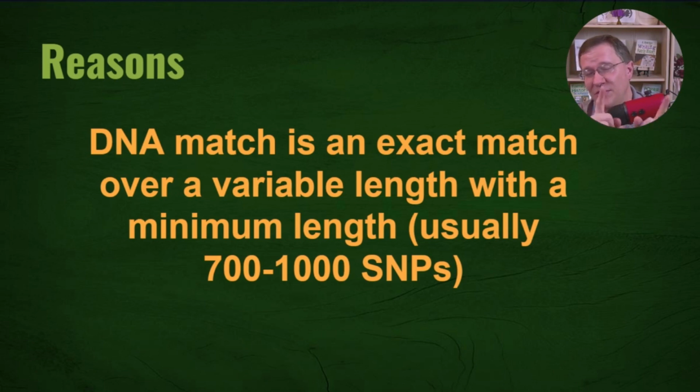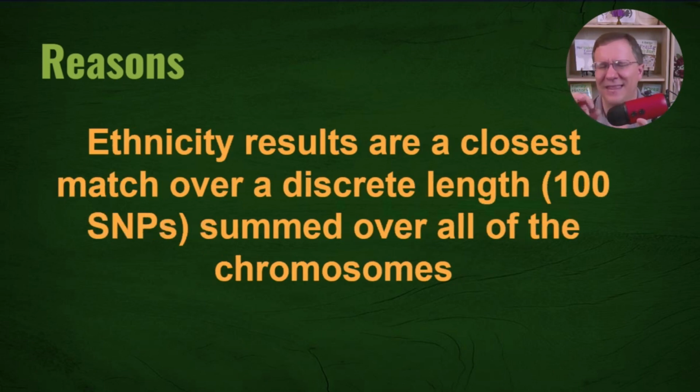But those segments vary in length. Ethnicity results, they're not an exact match. What they are is a closest match, really a statistical evaluation over some discrete length. So for instance, they're taking all of your chromosomes, all of your DNA, dividing it up into 100 SNP chunks, determining what each one of those, the closest match it is.